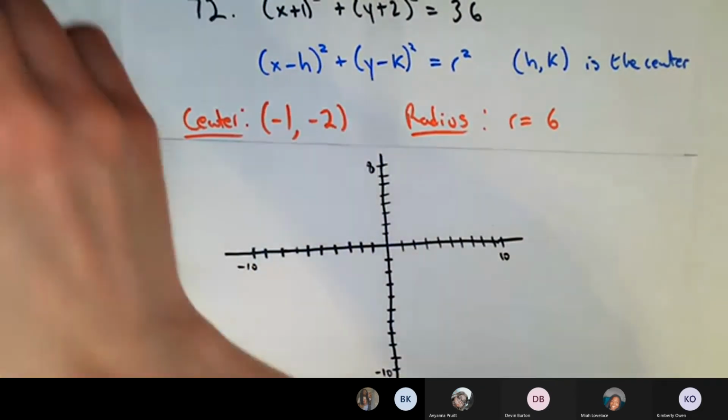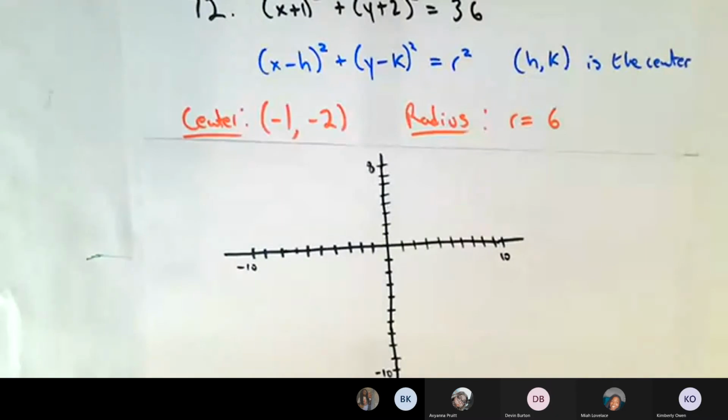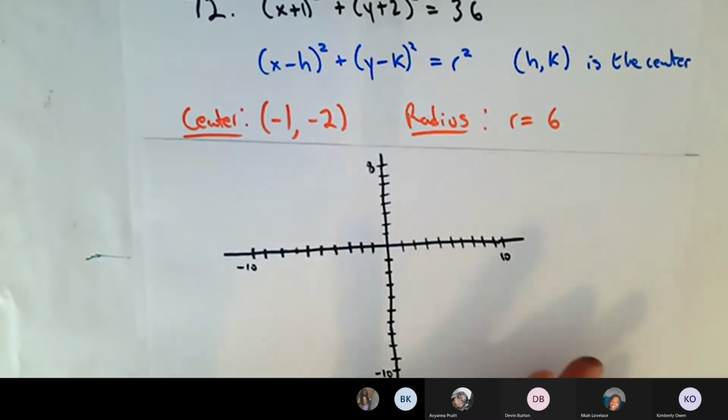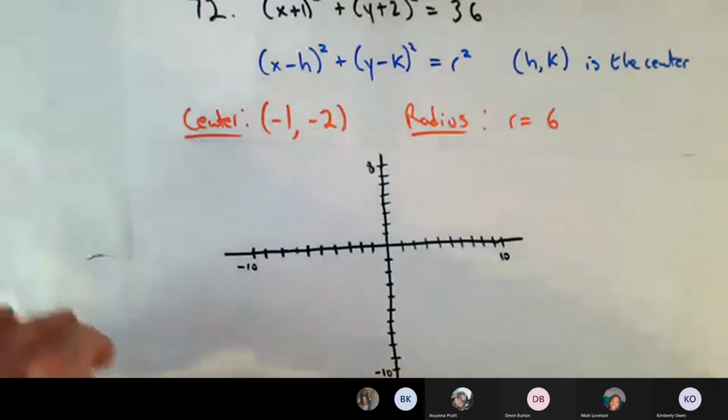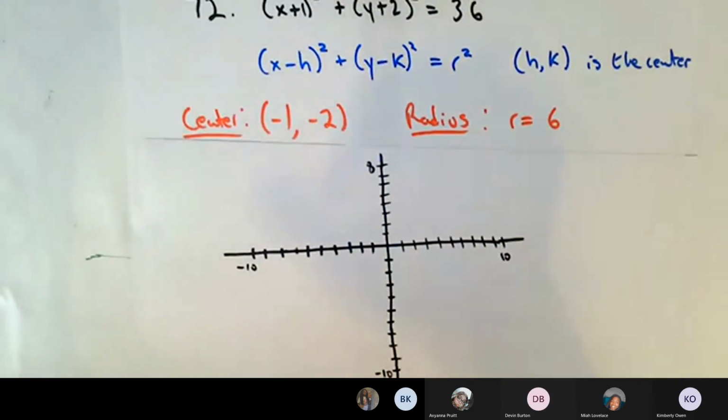You won't have to worry about that. If you have to graph something on the exam, it'll be just like homework where they give you the graph, right? You don't have to draw the coordinate plane. You've got to draw the shape, but not the actual coordinate plane.